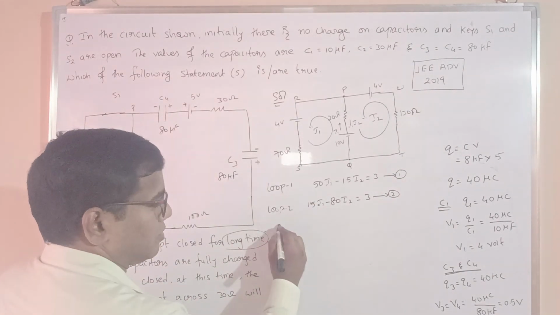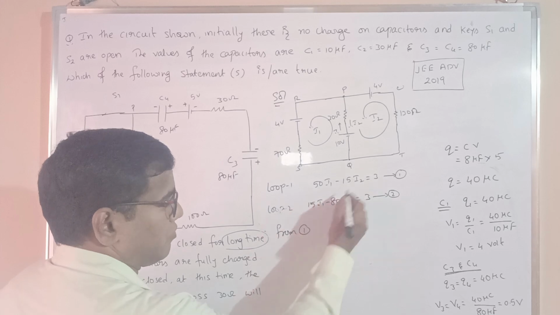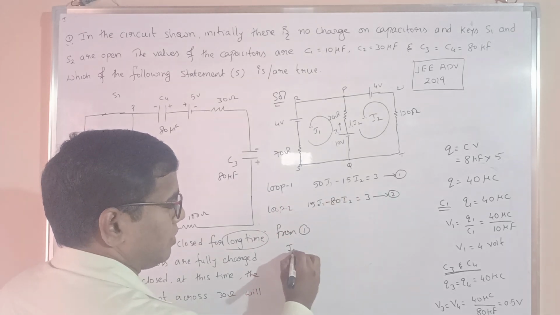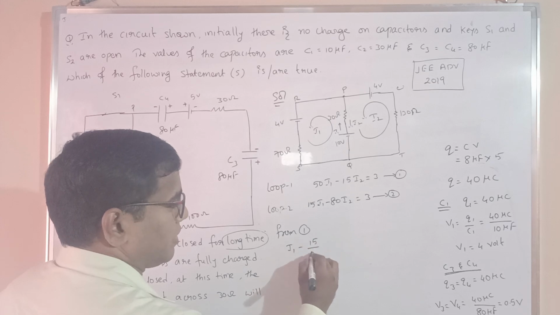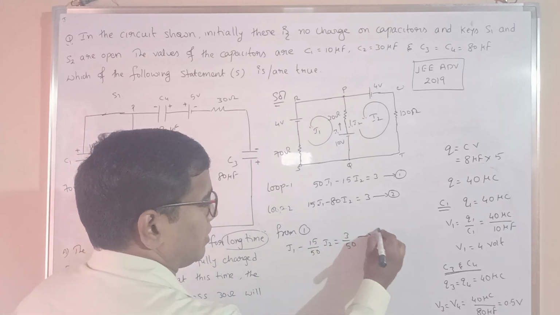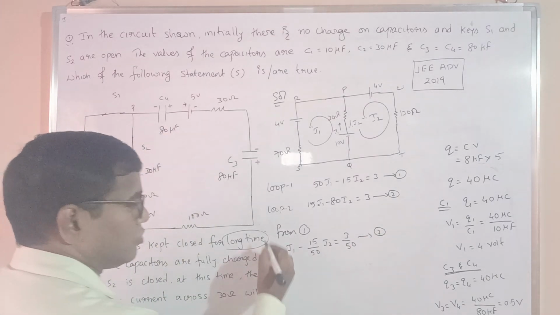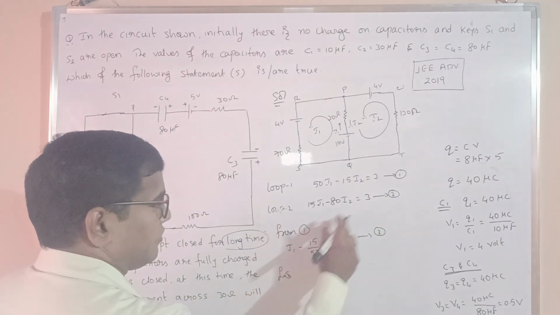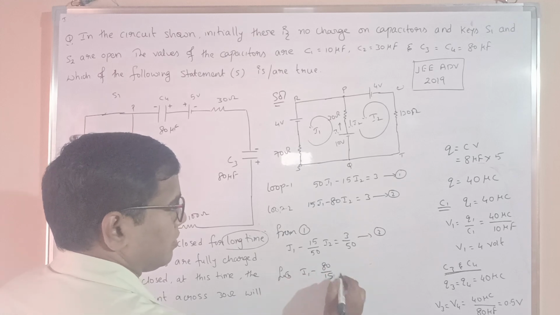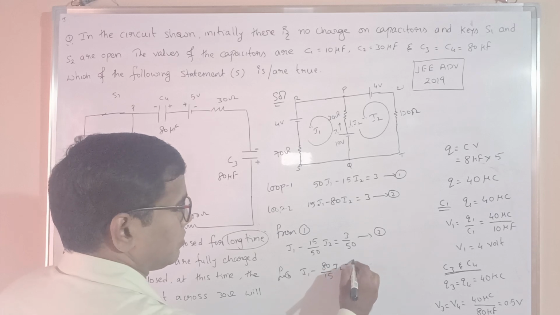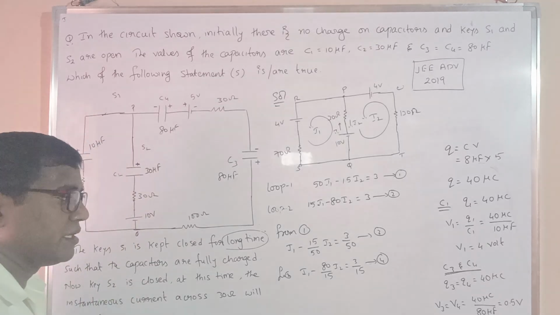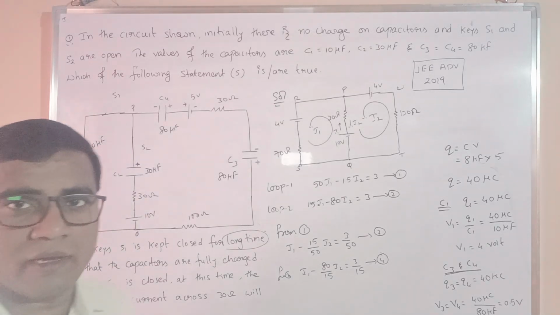See, from 1 we can divide with 50. So I1 minus 15 by 50 I2 is equal to 3 by 50. This is the third equation. And from 2 divide with 15. So I1 minus 80 by 15 I2 is equal to 3 by 15. This is equation 4. Now from equations 3 and 4, I will try to find out the values of I1 and I2.